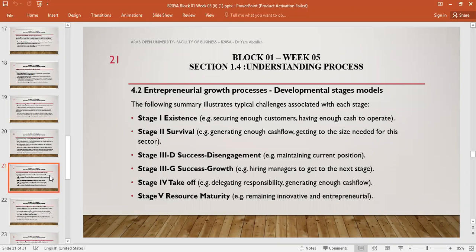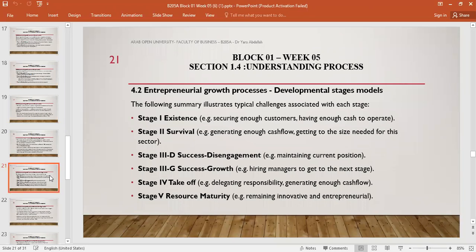Sometimes when you delegate authority to subordinates, they are not going to work well. They don't know how to work properly. This is a challenge. You should organize everything for them. You should make SOPs or standard operating procedures and so on. Also, generating enough cash flow. Because if you are not going to generate cash flow, what will happen? There will be loss. You're going to lose the venture.